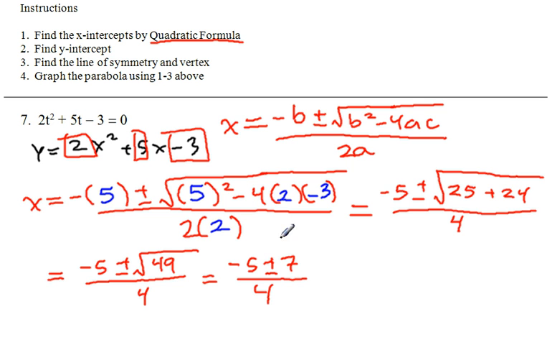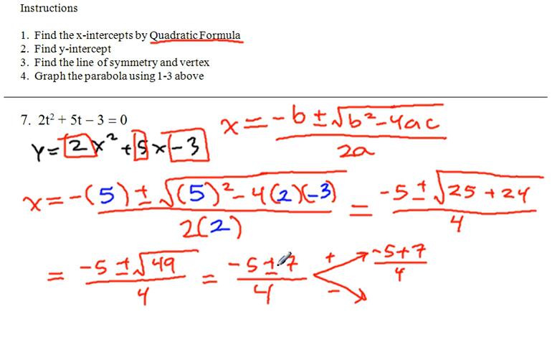And now we can take care of this plus or minus. Plus or minus means there are 2 possibilities. One, it could be a plus symbol. Two, it could be a minus symbol right here. So if this symbol is a positive, we'd have negative 5 plus 7, all divided by 4.